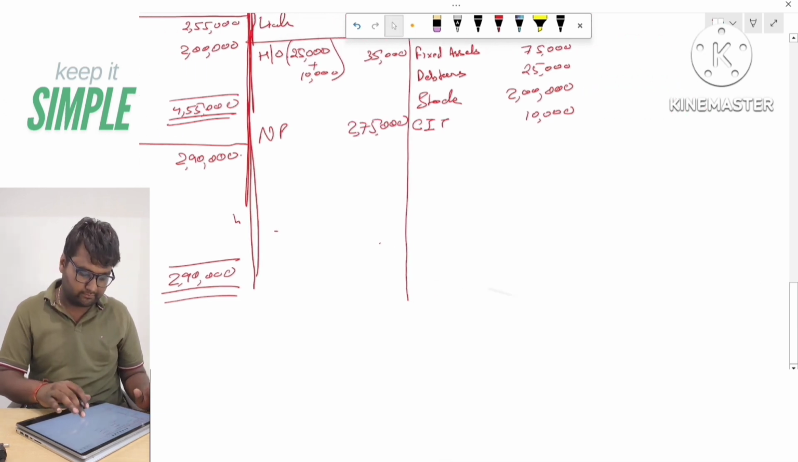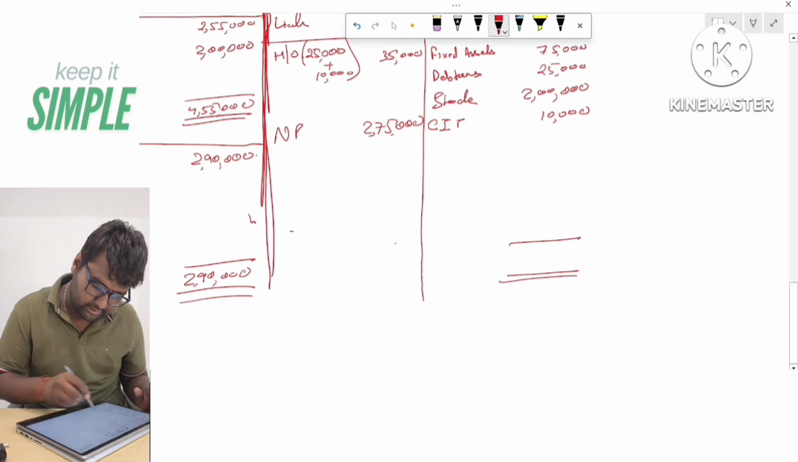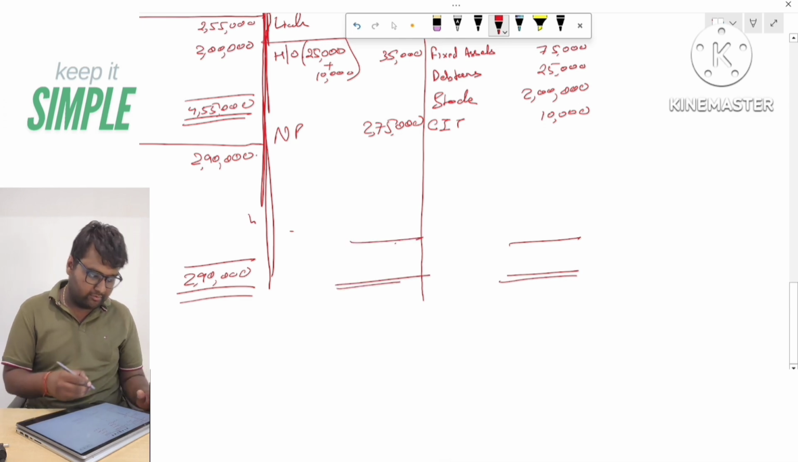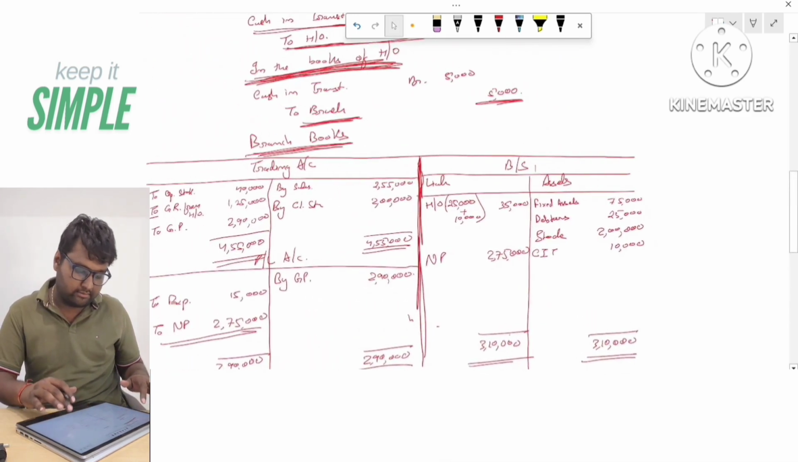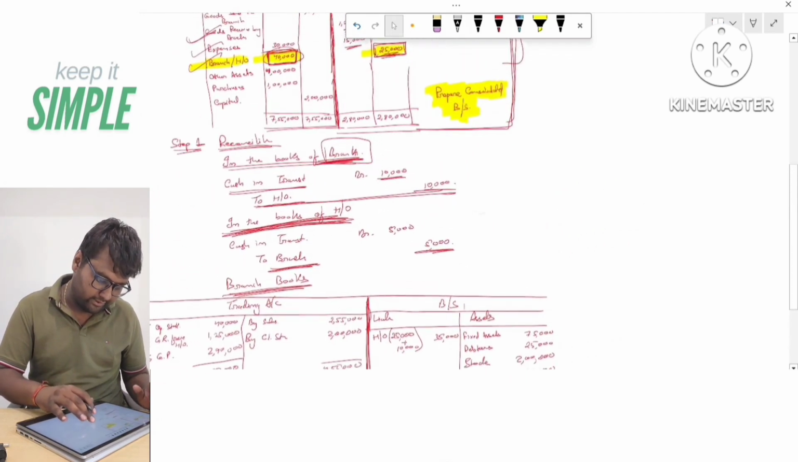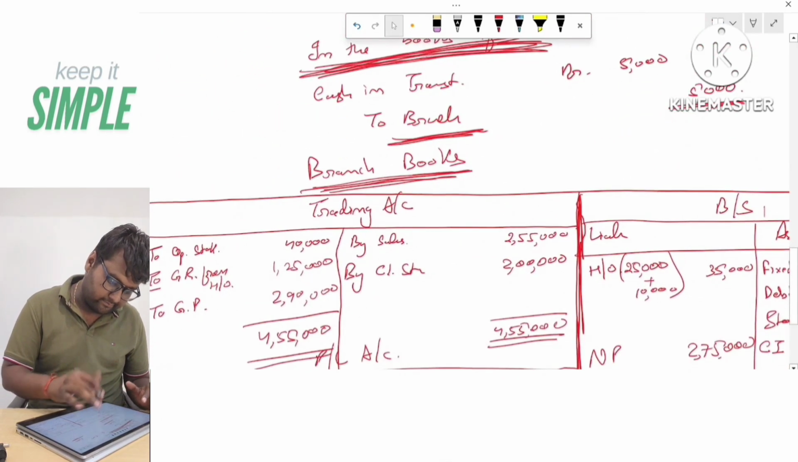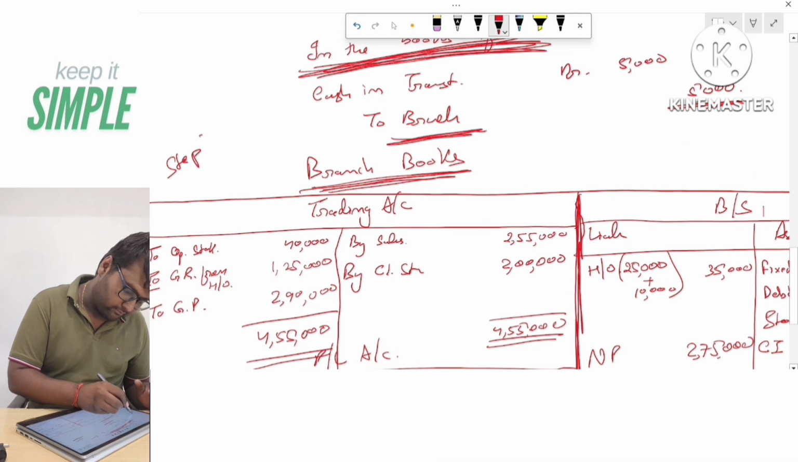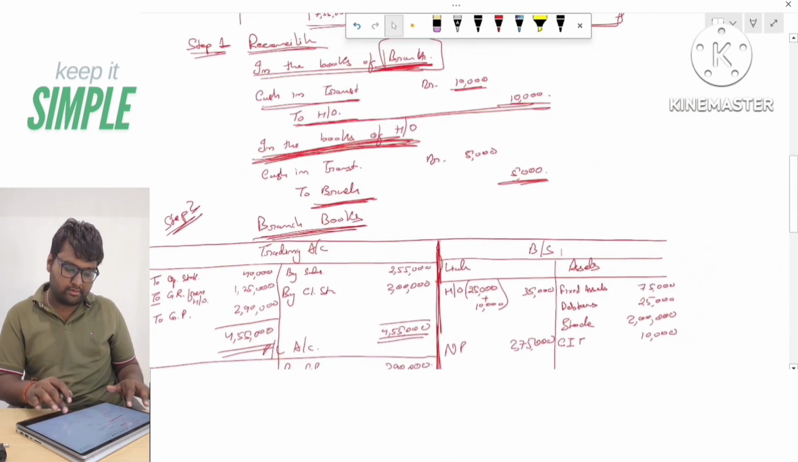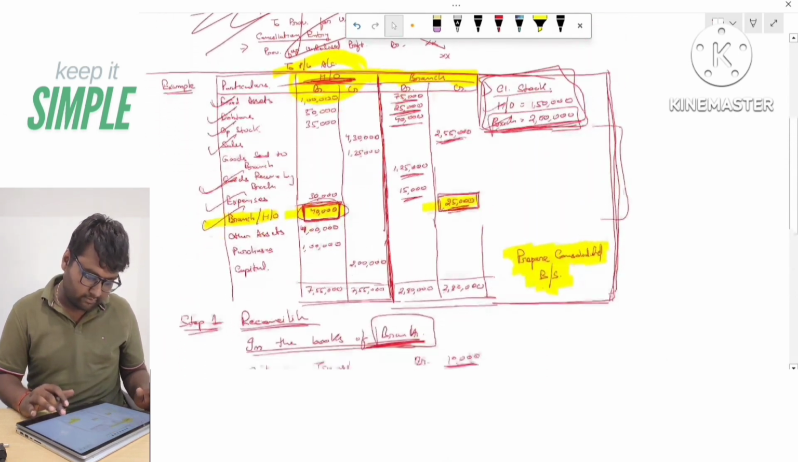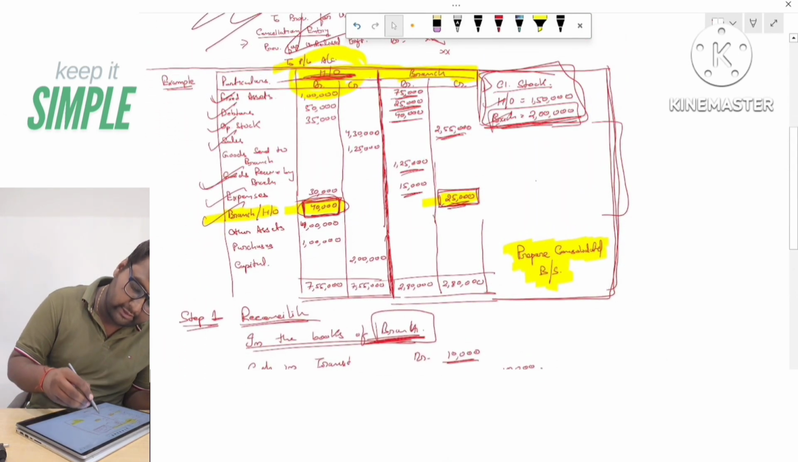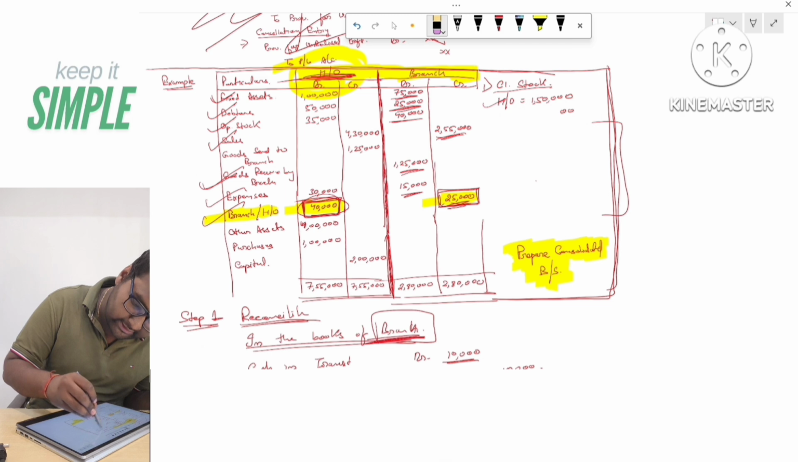Done, finished. This is what we have to do in preparing final accounts for branch. So by adding this, we'll get 3,10,000, and by adding this also, we'll get 3,10,000. See, it is tallied. Done. Our second step is also finished. This is our second step. See, so easy. And we have given effect for every adjustment also. So I'll erase this as well.